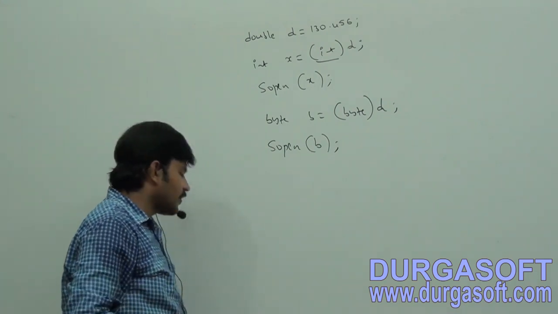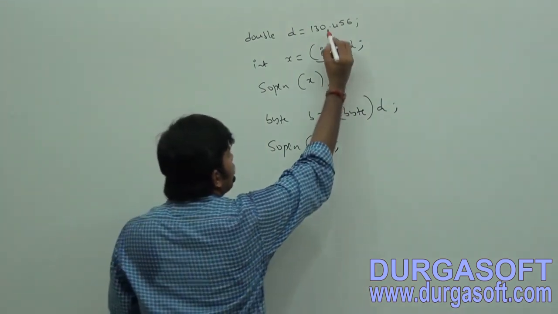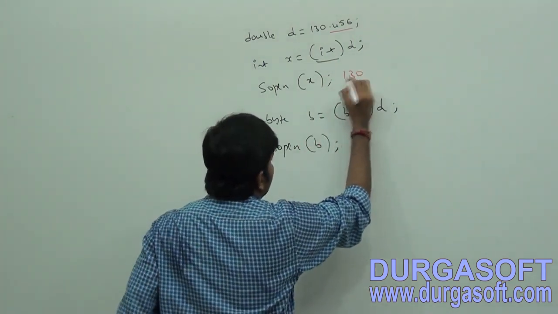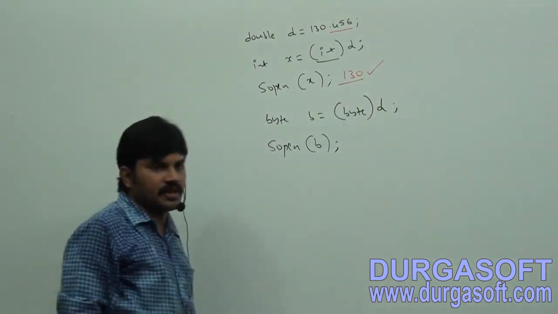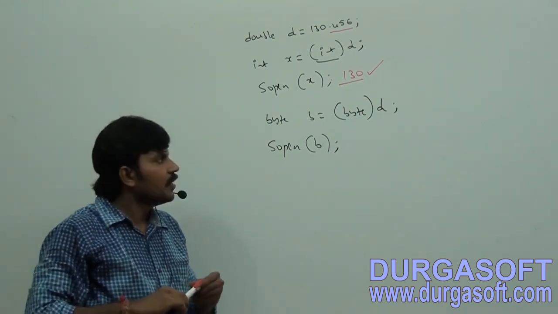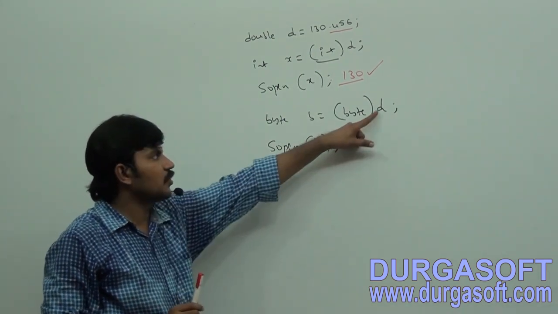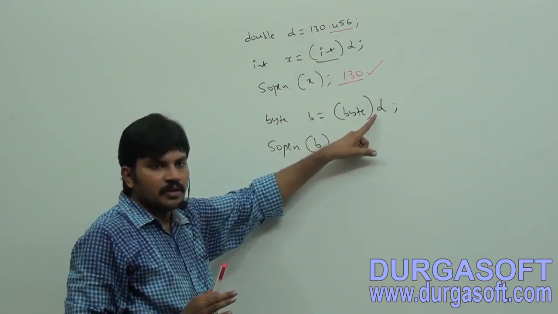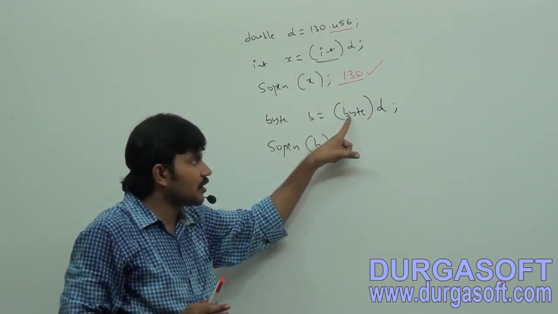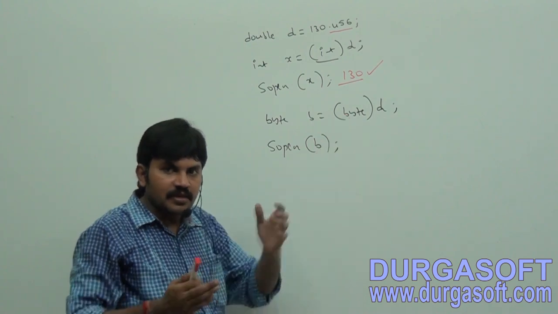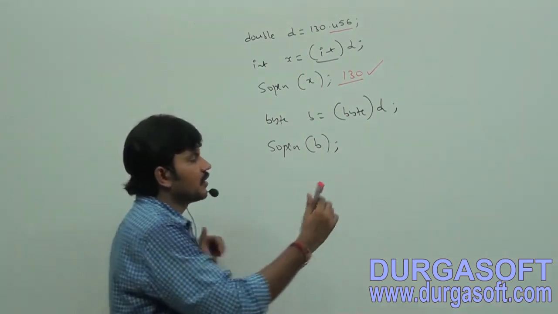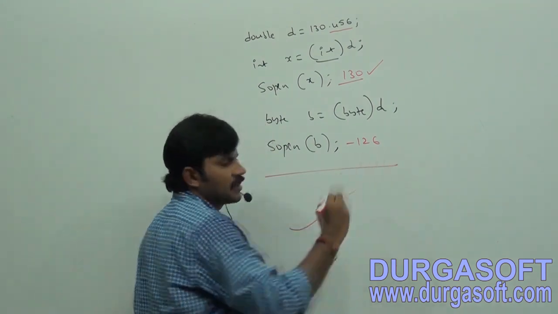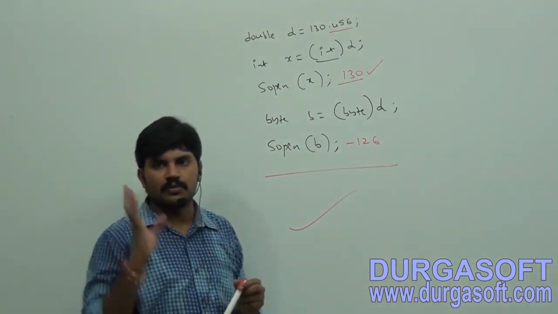So SOP of x, what answer are we going to get? The digits after the decimal point will be gone. What is the answer? 130 by default. Similarly here also, 0.456 will be gone and 130 will be there, but 130 you can't place inside byte. That's why once again typecasting. Now what is the answer? Minus 126. Clear for you, right?